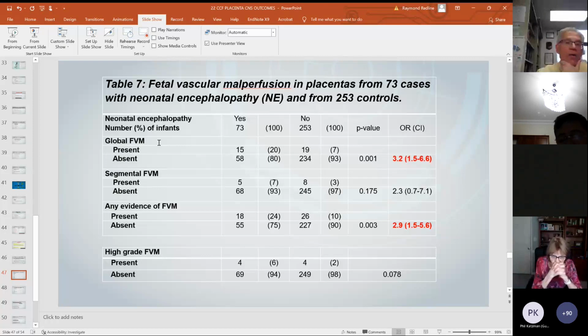So a conclusion was that global was at least as important as segmental and thrombi, so chronic umbilical cord occlusion, as basically measured by the finding of avascular villi, scattered avascular villi in the placenta. Fairly subtle histologic finding, but important. And then high grade is simply by the number of avascular villi. So if there's an average of more than 30 per slide, we call it high grade.